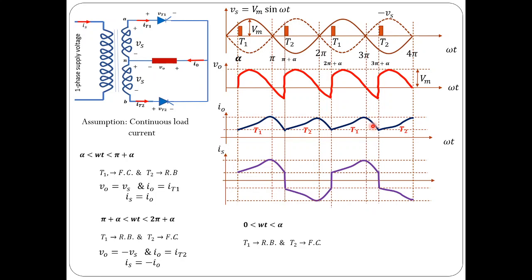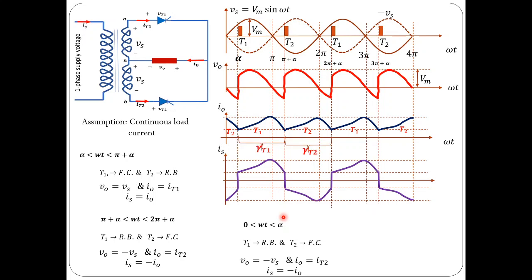And even for omega t ranging from 0 to alpha, because it is assumed that the load current is continuous, the load current would follow the similar wave shape. Whatever wave shape you have from this time onwards would appear here also. Load current is assumed to be continuous. During omega t from 0 to alpha, you will have this kind of current flowing through T2, and the source current is going to be negative. So V0 is equal to minus Vs, I0 is equal to IT2, and Is is equal to minus I0. So this is the operation of the single phase full converter with M2 connection.